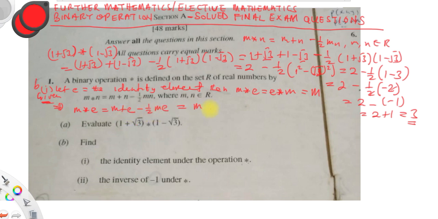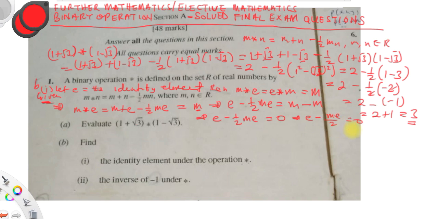So this implies we have E minus 1 over 2 ME is equal to M. Then we bring this M across, so when it crosses it becomes minus M. So E minus 1 over 2 ME is equal to M minus M, which is 0. If you like, you can multiply by 2. 1 over 2 ME is the same as ME over 2. This is equal to 0.